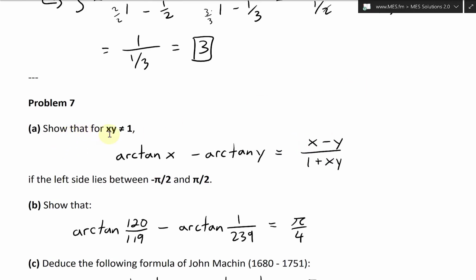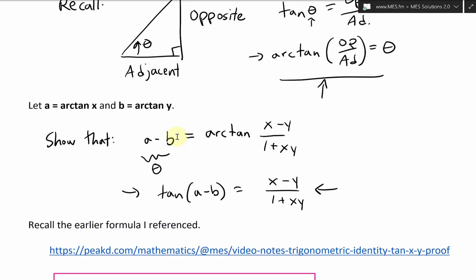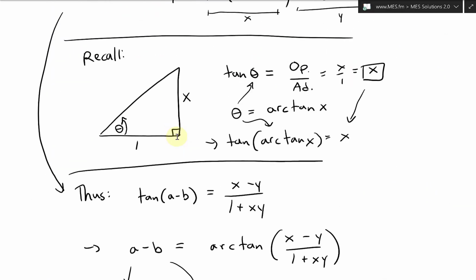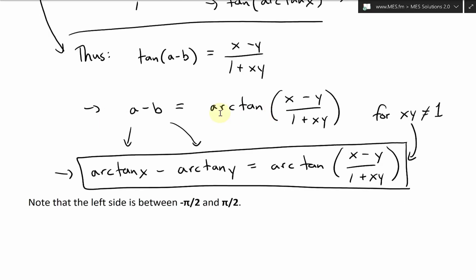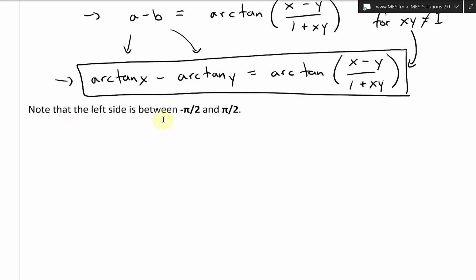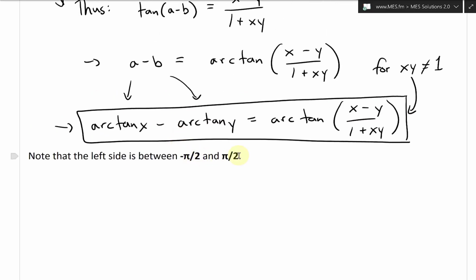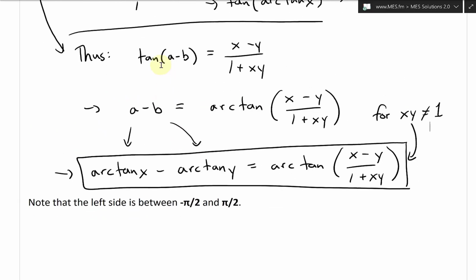And note that this identity is for xy not equal to 1, and also the left side lies between negative pi over 2 and pi over 2. And we can show that. That's because we're dealing with this tan a minus b. So note that the left side is between negative pi over 2 and pi over 2, again, because we're dealing with this tan a minus b.